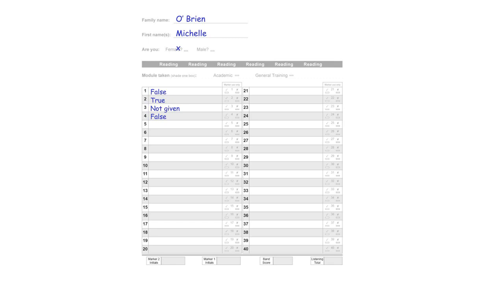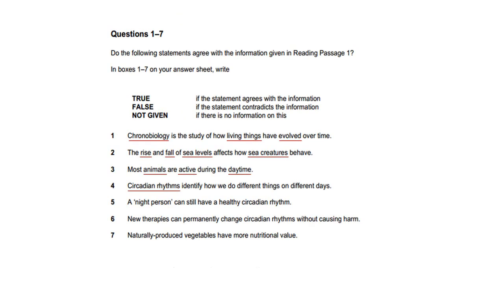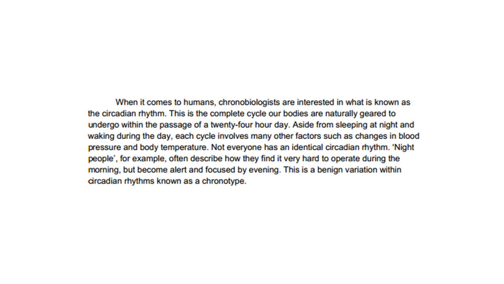You need to go to the answer sheet and write under the fourth answer that statement 4 is false. Then go back to the question paper and look at number 5. Statement 5 says, a night person can still have a healthy circadian rhythm. Again, you need to say whether this statement agrees with the information given in the reading passage. So first, underline any keywords in the statement. I would underline the words night person and healthy circadian rhythm. Then, return to the passage and scan the text for these words.